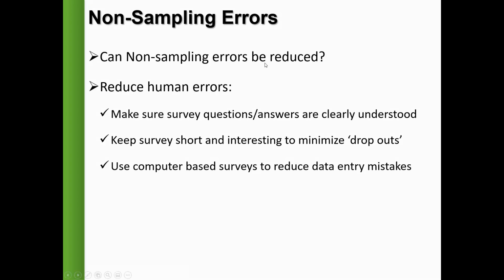Okay, can non-sampling errors be reduced? So you can reduce human errors. Make sure the survey questions are clearly understood. That's why you do a test survey before you send out the survey to everybody else. You keep your survey short and interesting and minimize dropouts. Use computer-based surveys to reduce data entry mistakes.